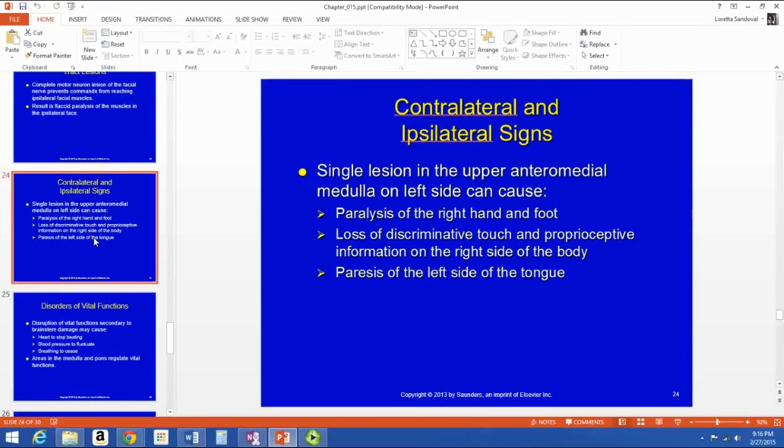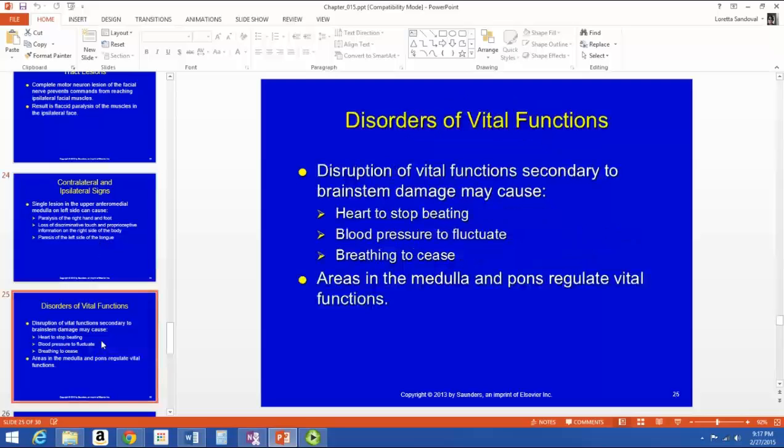So a single lesion in the upper anteromedial medulla on the left side can cause paralysis of the right hand and foot because the motor tracts cross over. It can cause loss of discriminative touch and proprioceptive information on the right side of the body. That's the dorsal column effects, and they cross over there. And then paresis on the left side of the tongue because the cranial nerves come from that left side. So with lesions on the left side, you get paralysis and loss of dorsal column information on the right of the body, and you get paresis of the left side of the tongue because the cranial nerve is on that left side and the lesion's on the left side.